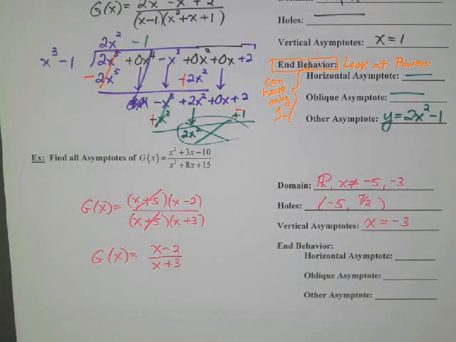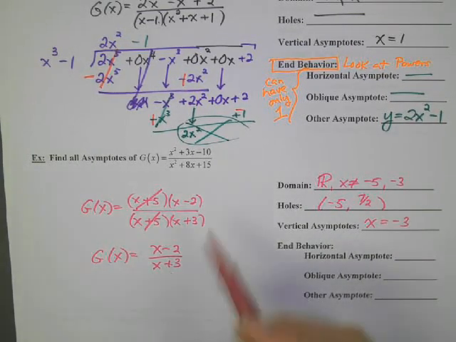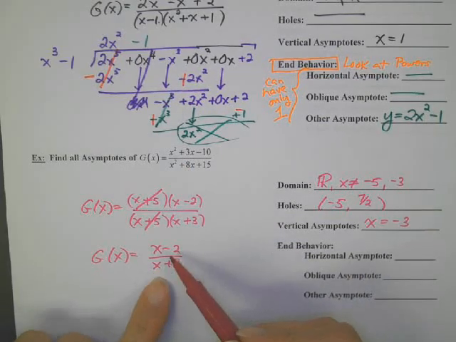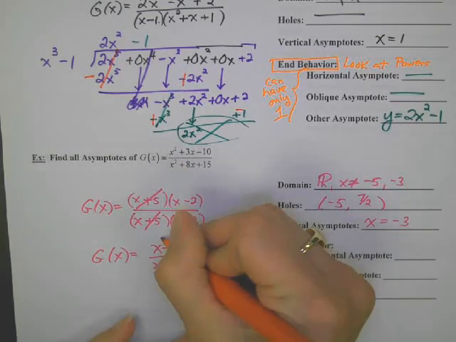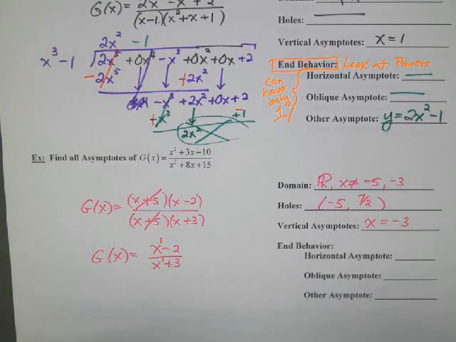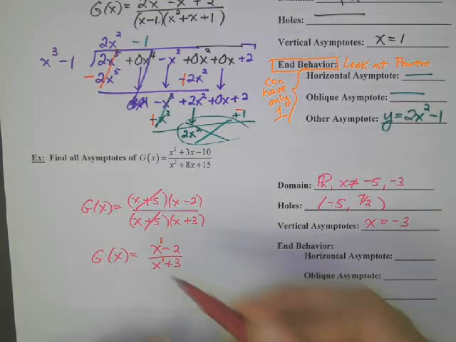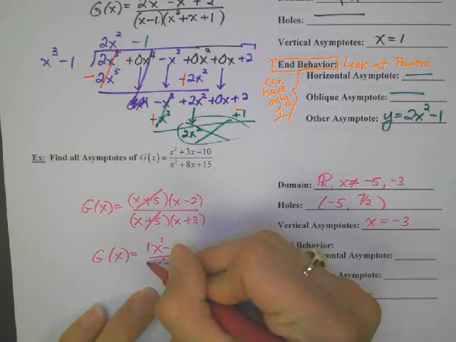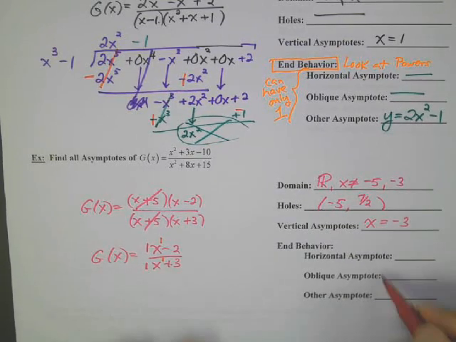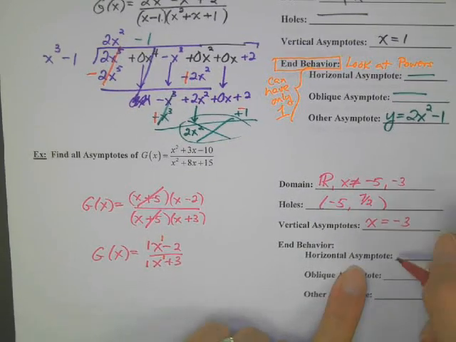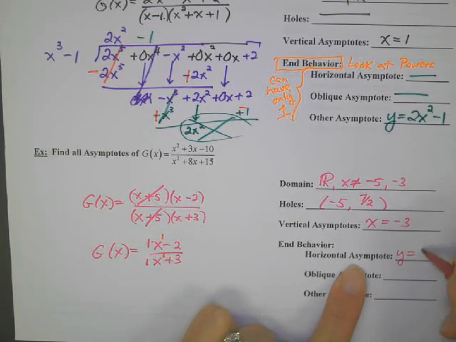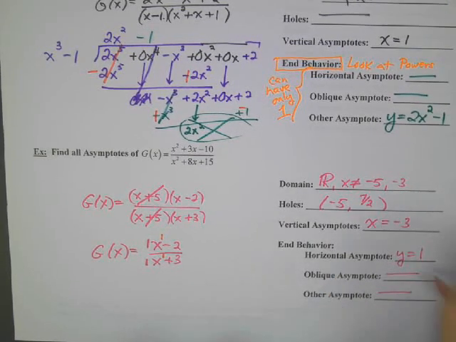Okay, end behavior is the last thing. I'm going to look at my equation. You can either look at the original or the smallest one down here, and the powers are 1 and 1. When the degrees are equal, that means you're going to use the leading coefficients of 1 and 1. So where does it go? It goes in horizontal. Y equals 1. Nothing here, nothing here. Make sure you dash those out. You don't want to leave something blank, because that means you didn't know the answer.